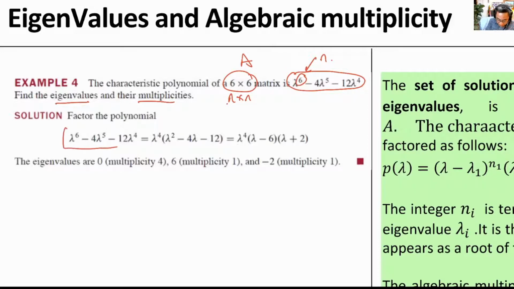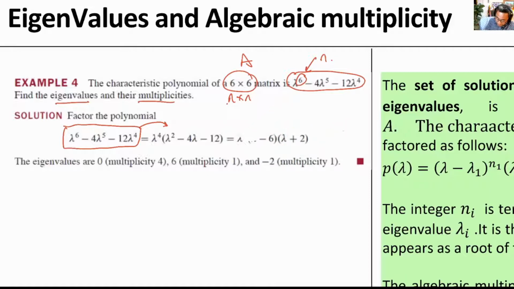Right, so once we have the characteristic polynomial, to find the eigenvalues the idea is simply to factor it out so that we can see the factorization. Now, for example, if we substitute lambda equals 6, then this term becomes 0 and the whole characteristic polynomial equals 0. So we realize that lambda equals 6 is an eigenvalue, lambda equals minus 2 is an eigenvalue, and lambda equals 0 is also an eigenvalue.